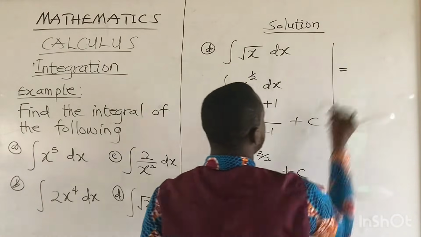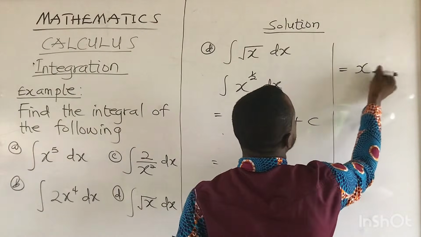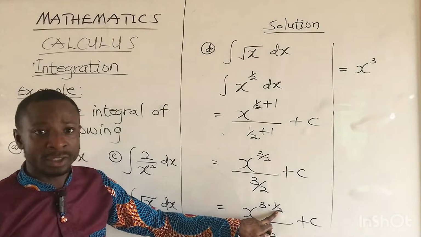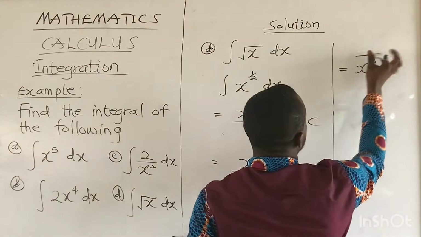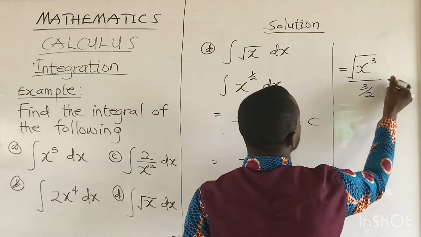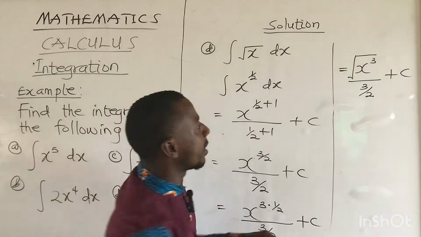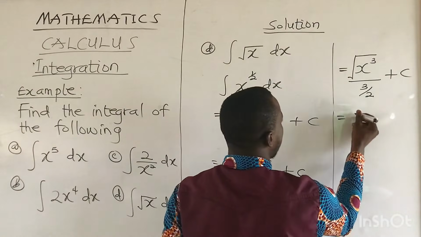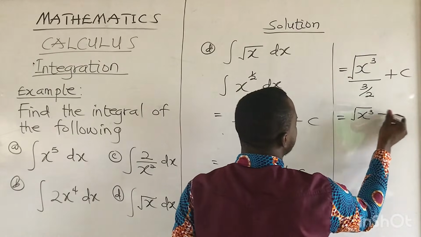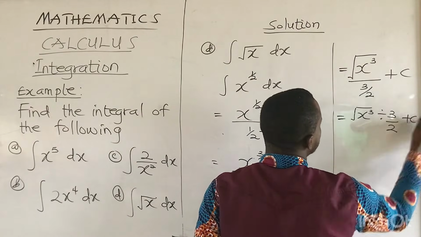So in that case, this is going to be x cubed. Then because we still have an exponent to be half, then we can bring the square root all over 3 over 2 plus c. Now from here, this is the same as square root of x cubed divided by 3 over 2 plus c.